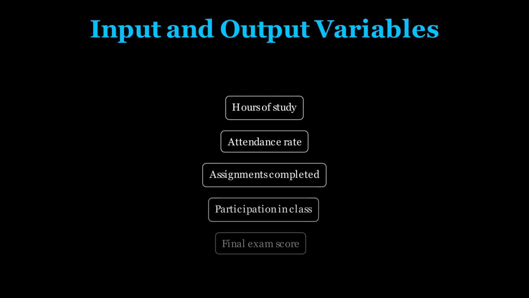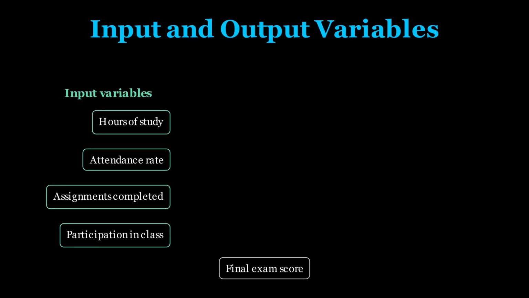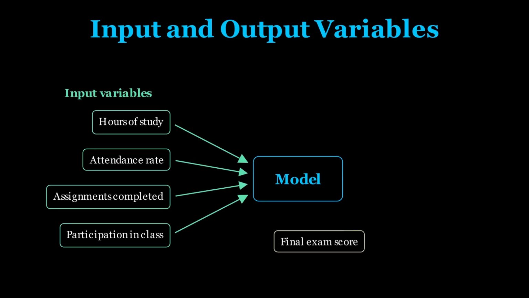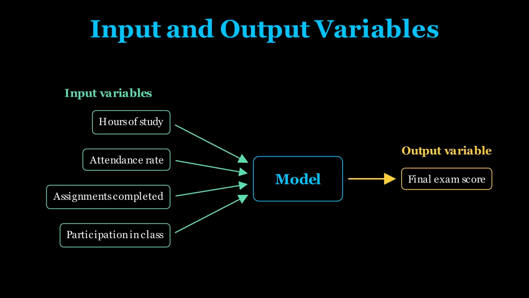Let's test this with a quick example. Suppose we want to predict a student's final exam score. We are given the following variables: hours of study, attendance rate, number of assignments completed, participation in class, and the final exam score. Which are the inputs and which is the output? The hours of study, attendance rate, number of assignments completed, and participation in class are the input variables. They are the information we feed into the model. The final exam score is the output variable. It is the outcome the model is trying to predict.